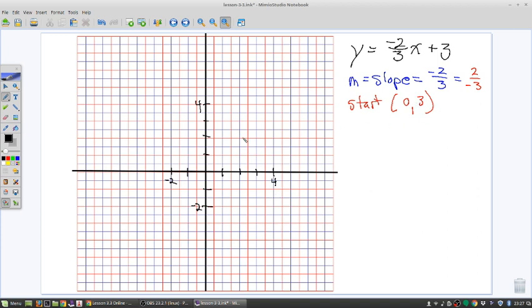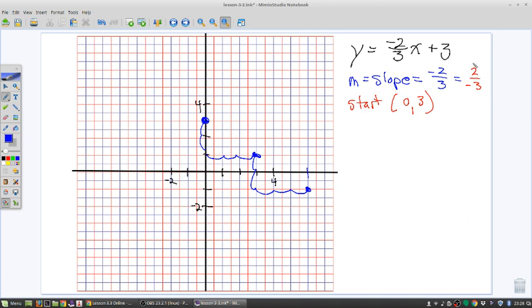So let's see, my starting point is 0 for x, 3 for y. So that means don't go left or right, but go up to 3 there. So let's graph that in blue. So there's my starting point. And then this says the change in y means drop 2, and the run means go right 3. So 1, 2, 3. Should put me about right there. And I can keep doing that. I can drop 2 again, and then run 1, 2, 3, should put me there.